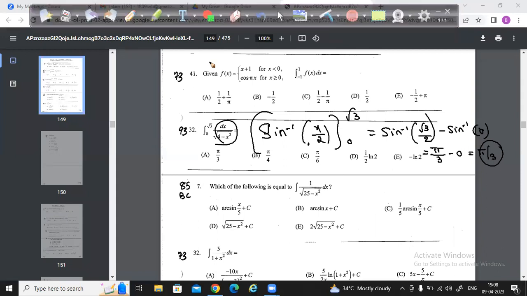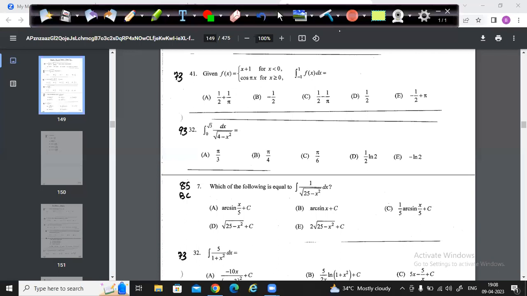Everyone should give me an answer. Okay, very good. Now give me the answer for this fast. 1 upon root of, again the same question. Generally people will get confused. It is not 1 upon a sine, it is just sine inverse of x by a plus c.